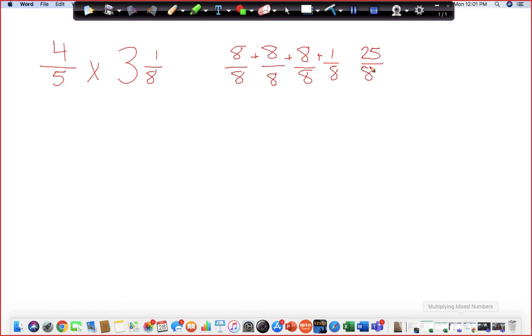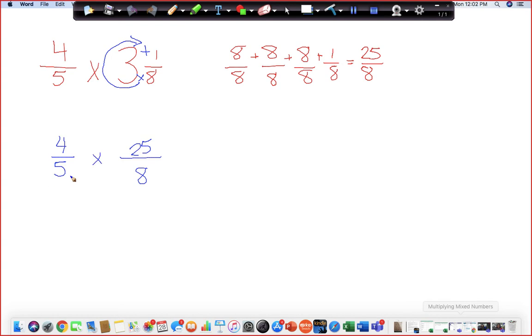So 25/8. Another way we could do that is, I call it the backwards C method. It's like a shortcut. So you just multiply the denominator times the whole number. 8 times 3 gives us 24, plus 1 gives us 25, and then your denominator doesn't change. Your 8 stays an 8. And I'm going to bring down my 4/5.